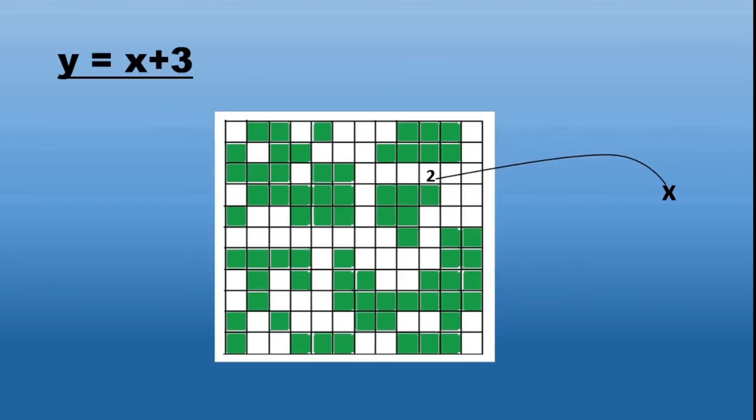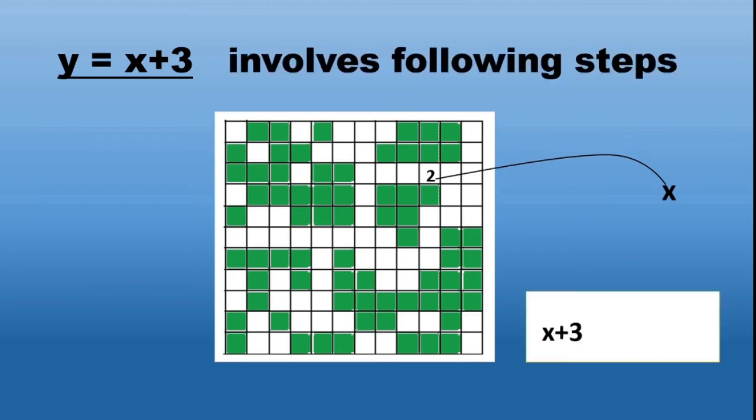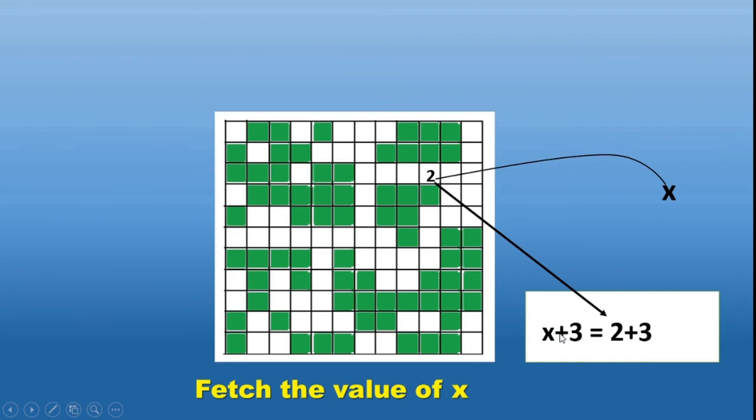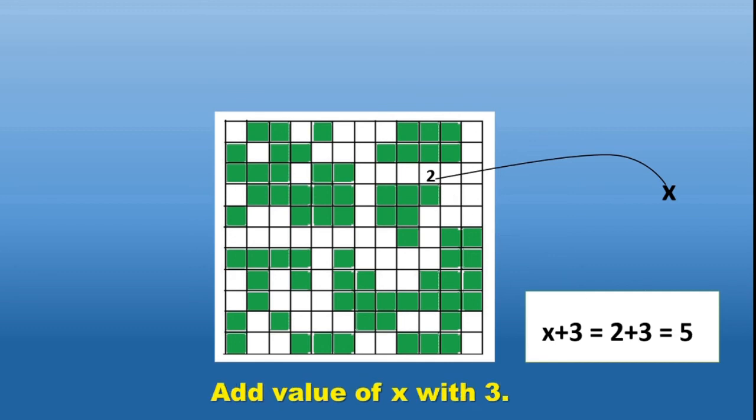Now suppose we want to do another operation, y = x + 3. Now x is already created, and now we have to store a value in some other variable called y. So the following steps will be taken. We got a command x + 3. So first the computer will fetch the value of x and put it in the expression. So the expression becomes 2 + 3 from x + 3.